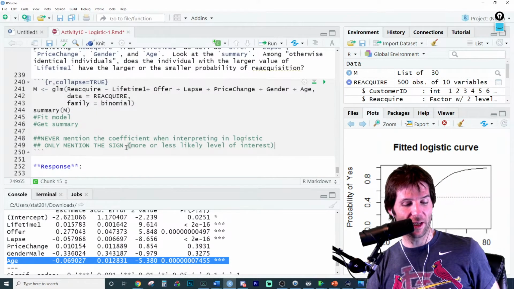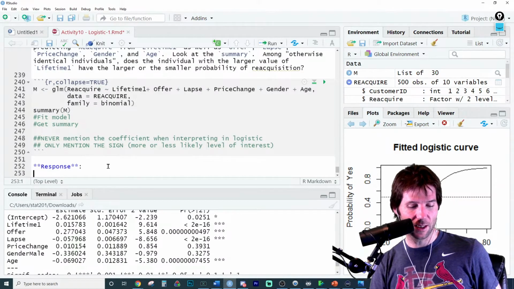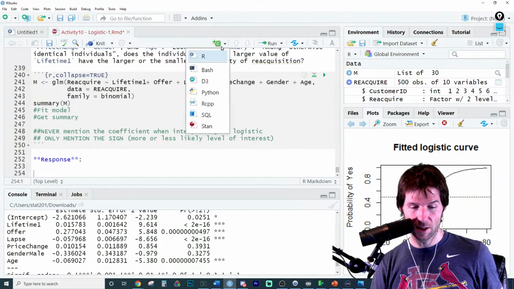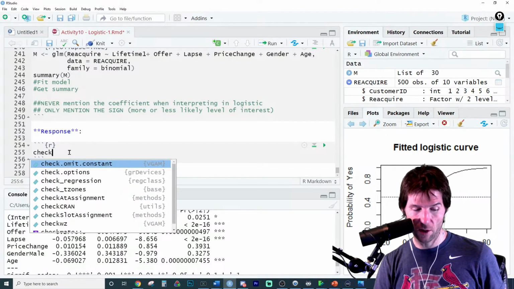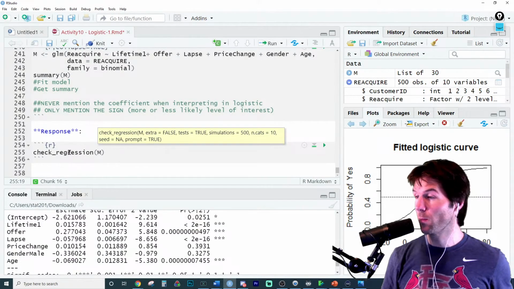I guess the last thing we should look at here is the check regression. Why have we not done a check regression on this? Let's go here and run the check regression. I'm going to run two more codes right here. Bonus code. Was this model the proper fit?